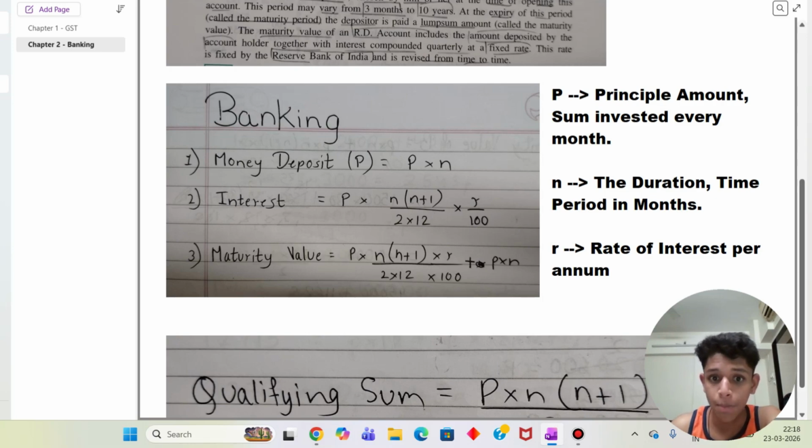In banking, money deposited is equal to P, the principal, into the time period, N. It's the principal amount into the number of months you have deposited it. Interest is equal to P into n plus 1 upon 2 into 12 into r upon 100. How do we understand this? P is the principal, N is the time duration, n plus 1 is the time duration plus 1, into the rate of interest r, divided by 2 into 12 into 100.